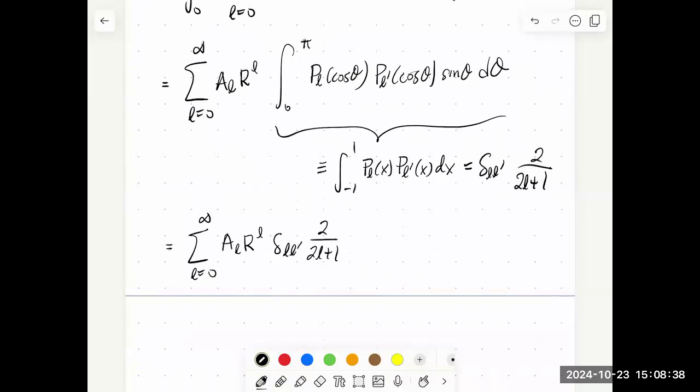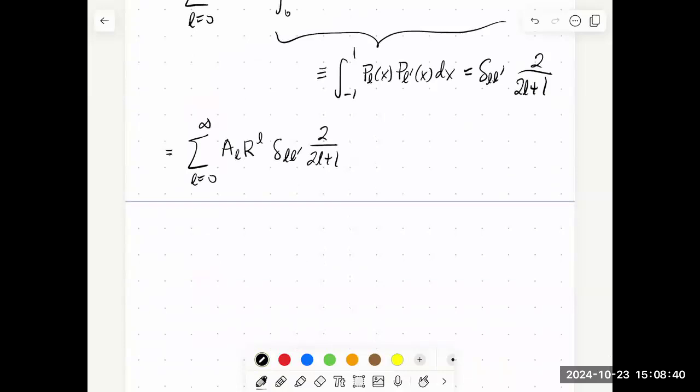Okay, so what are we going to get? Well, you tell me, what is this delta function going to do? We're summing over L, what's the only non-zero term we're going to get? The L prime one, right? So we're going to get 0 plus 0 plus 0 plus 0 until we hit L prime. When we hit L prime, this product of delta will be a 1. And so we'll get an AL prime, and then it's R to the power L prime, and it's 2 over 2L prime plus 1.